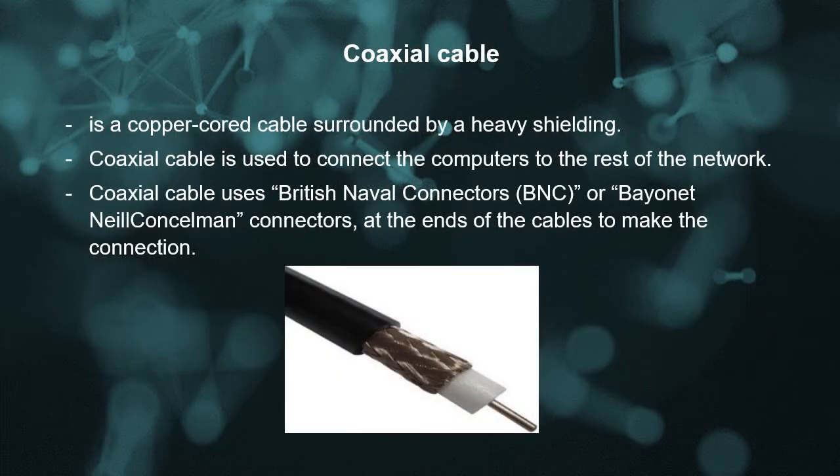Now the second one is the coaxial cable. It is a copper cord cable surrounded by a heavy shielding. Coaxial cable is used to connect the computers to the rest of the network. Coaxial cable uses British naval connectors or BNC, or bayonet nail concealment connectors, at the ends of the cables to make the connection. The picture shown is a coaxial cable.